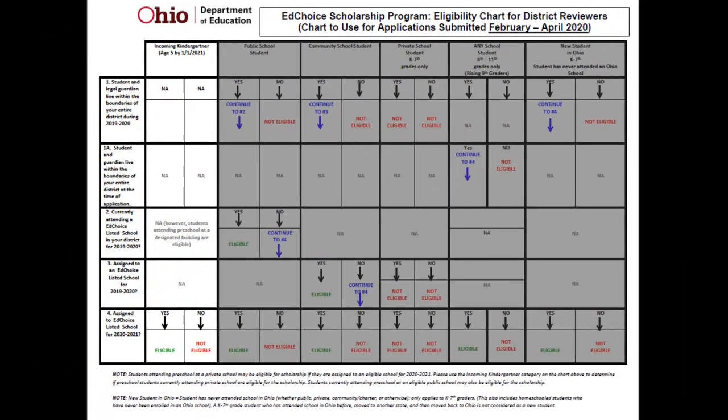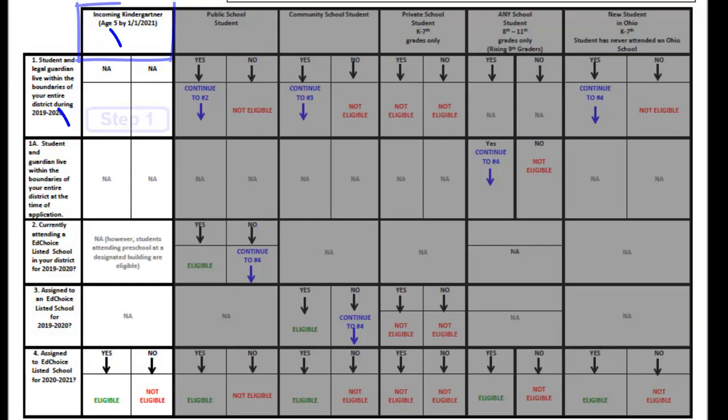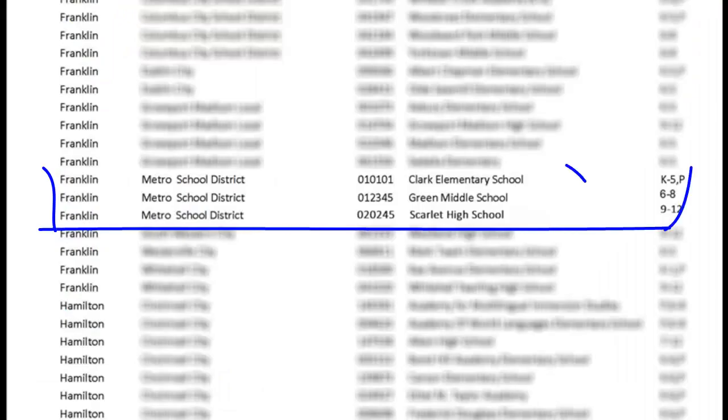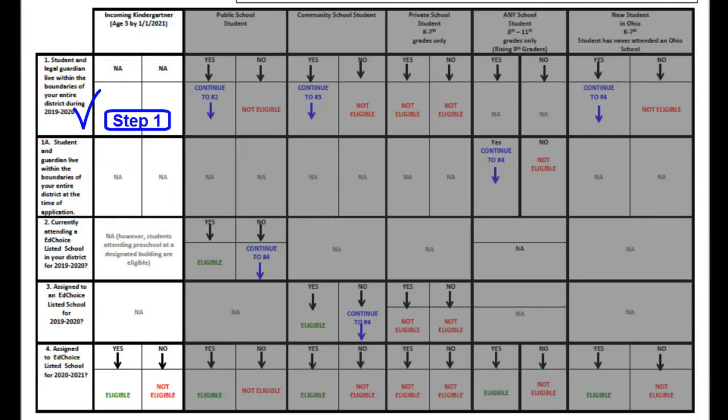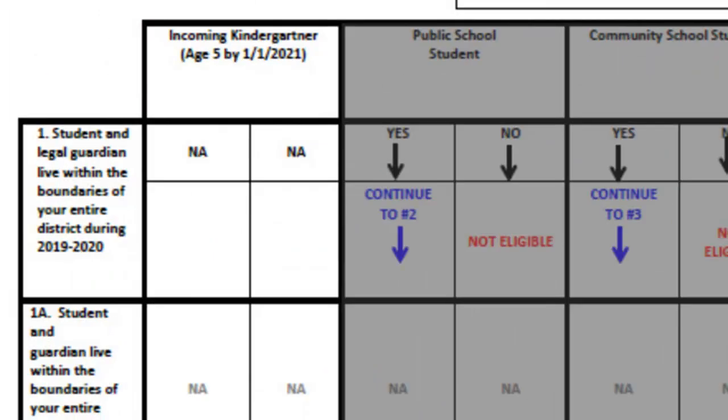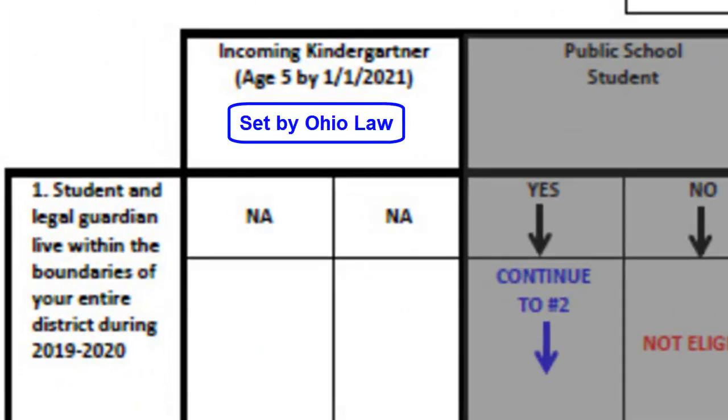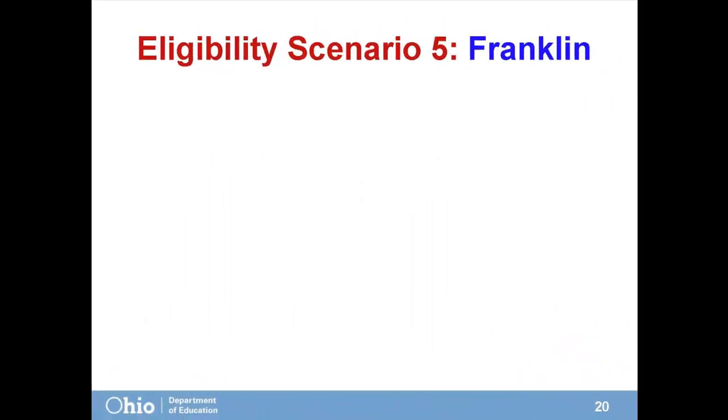By reviewing the incoming kindergartner column, we may verify that she will be 5 years old by January 1st and would be assigned to an eligible building. Therefore, she is regular EdChoice eligible, even if the Metro Public School District mandates that students be 5 years old by September 30th.